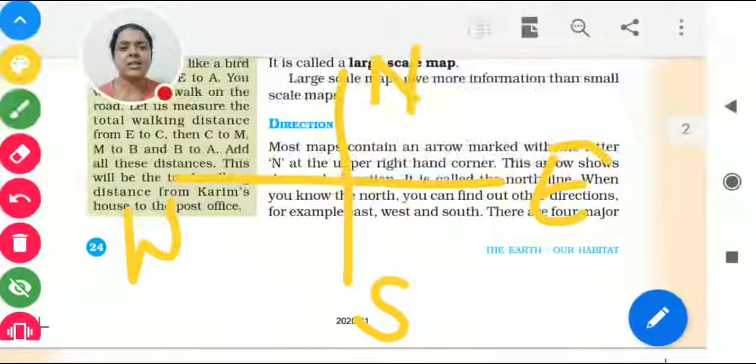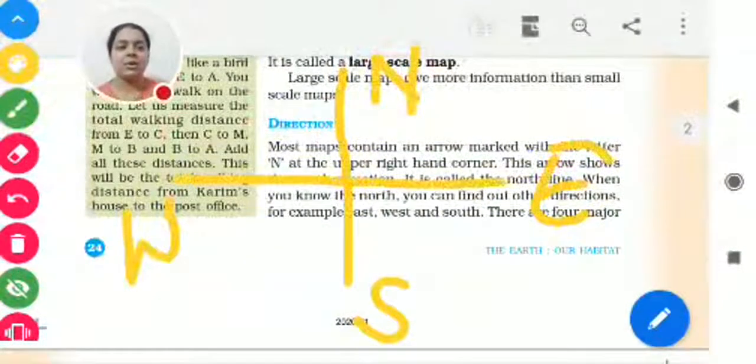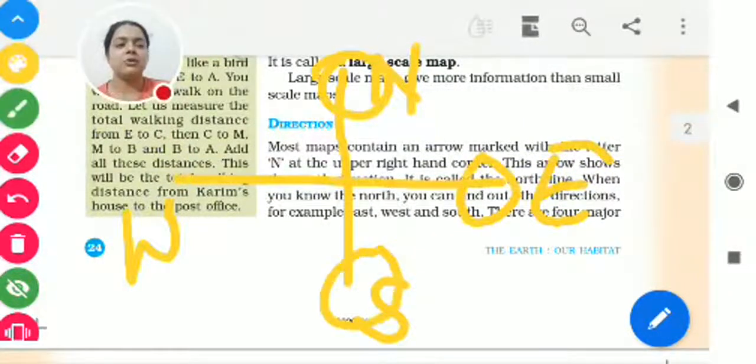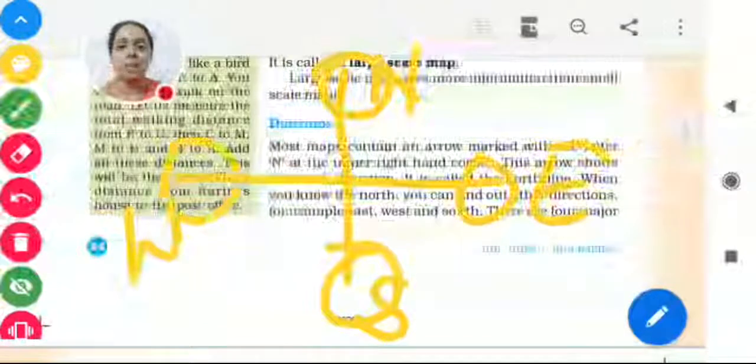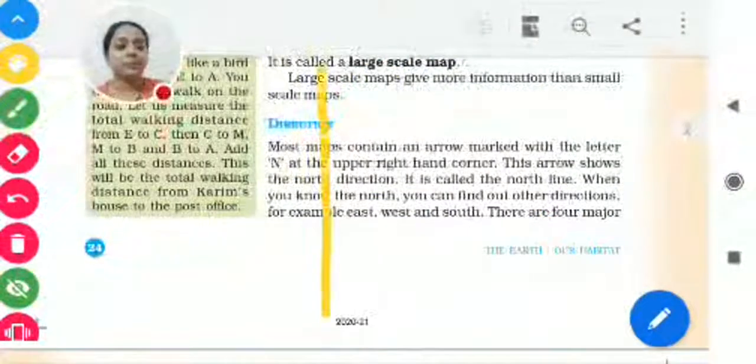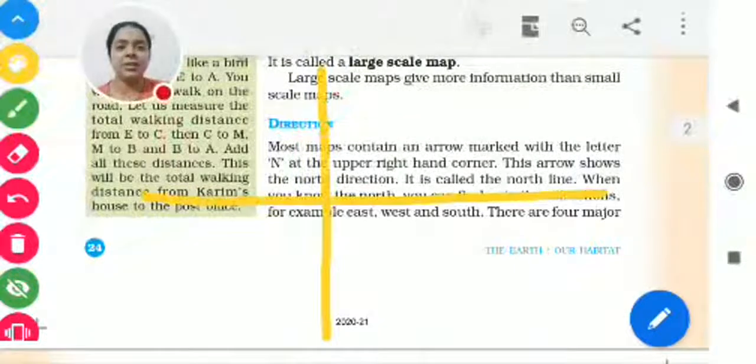Along with that, we have four other directions. How can we find out those other directions? They are called the sub directions. So these are the four major directions: north, west, south and east. And what is called the sub direction? Here is the main direction, this you can find north, this you can find east.